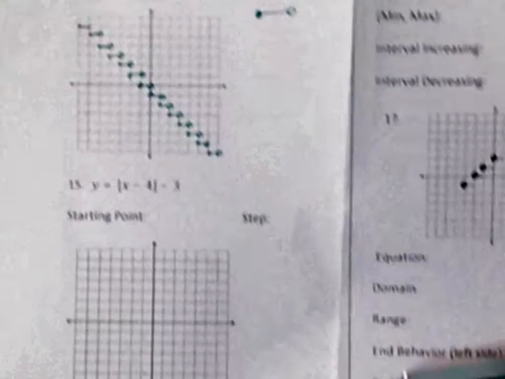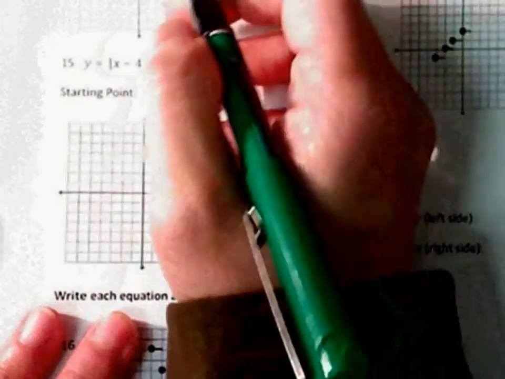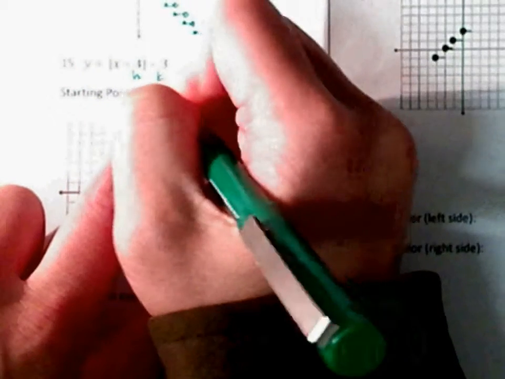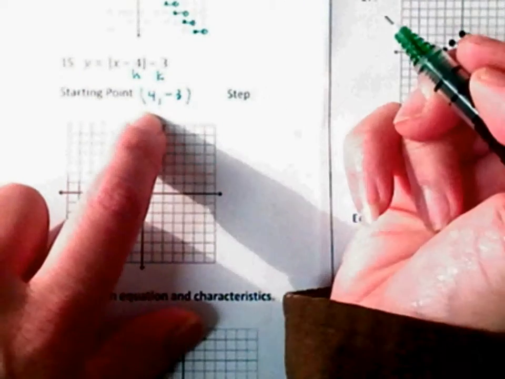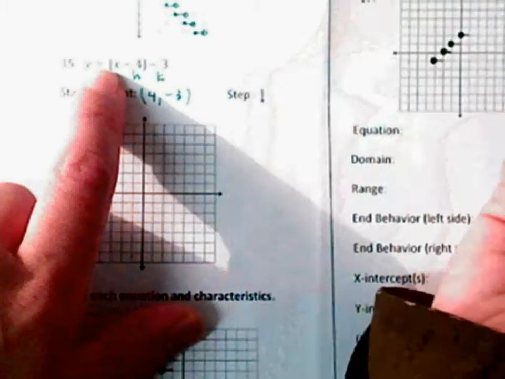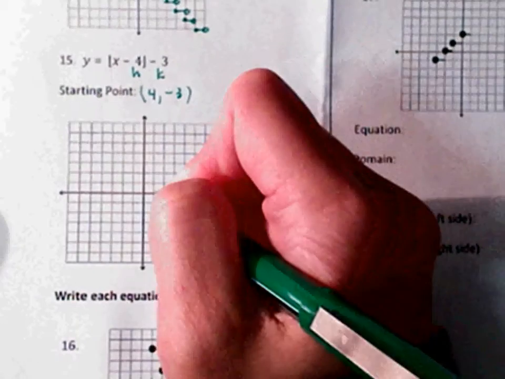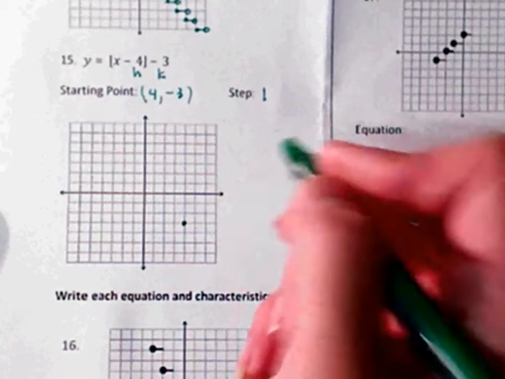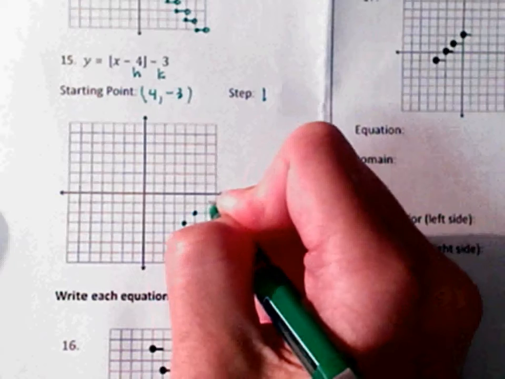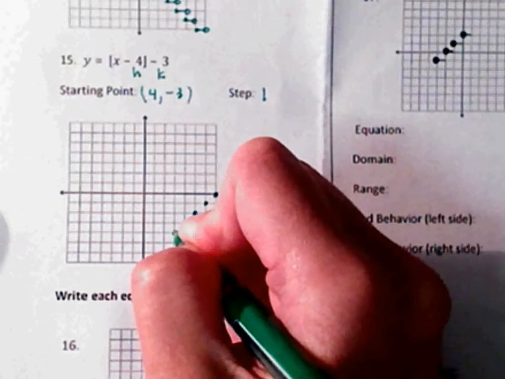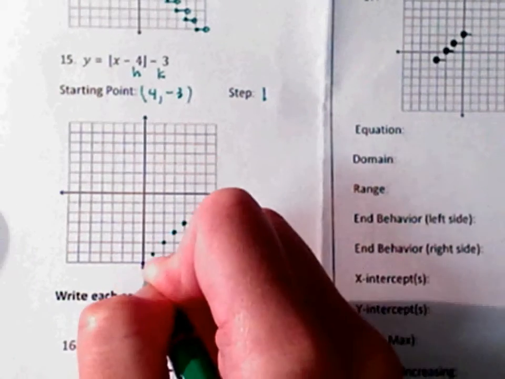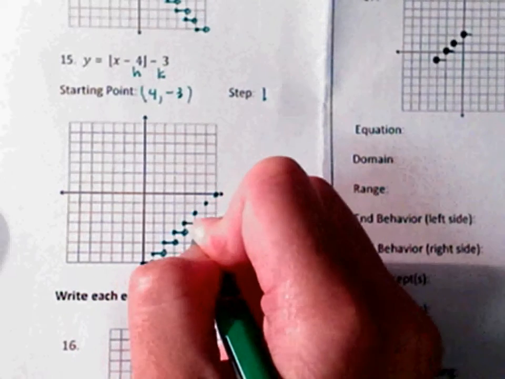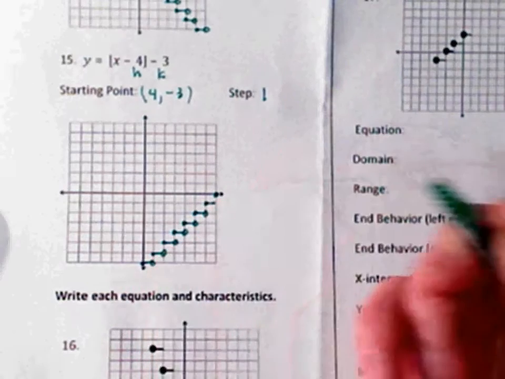Number 15, starting point is at, here's your h, here's your k. Opposite of -4 is +4, k is -3, your step is an understood 1, okay? So I'm going to go to 4, 1, 2, 3, 4, down -3. There's my starting point. I'm going to go up 1 over 1, and there you have my steps. Start making your steps. Okay, here we go.